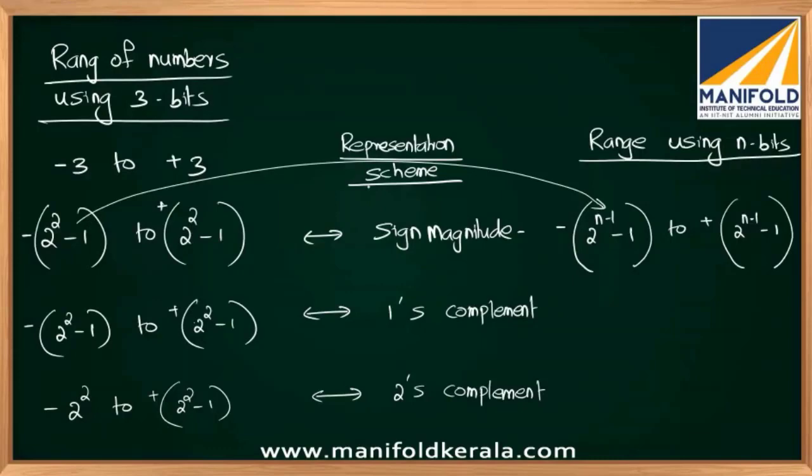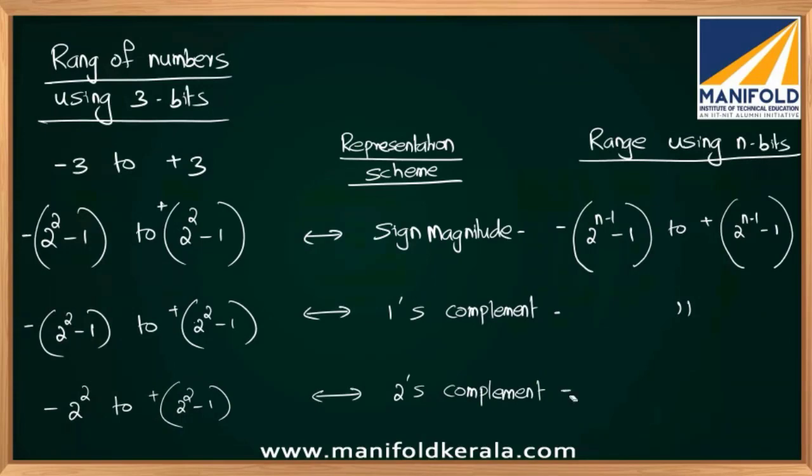You can compare with 3 bits. You can easily understand this is a valid expression. I mean, this has to be the valid expression because one bit is actually gone for the sign. So there can be only 2 raised to n minus 1 bits remaining. Right. And what about 1's complement range? The 1's complement format range is exactly the same as that of the sign magnitude representation.